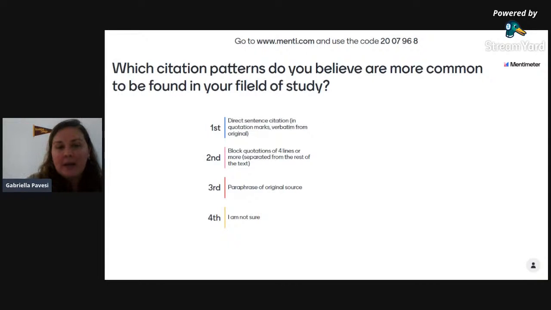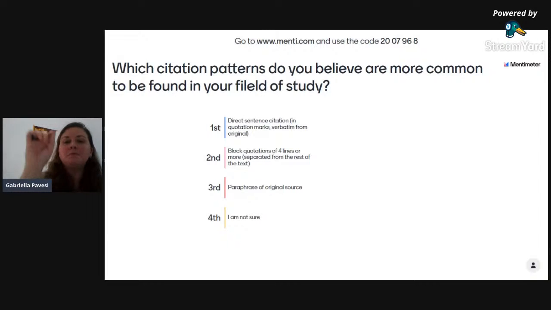And just to clarify here, the options that I gave you were direct sentence citation, verbatim, word by word, quotation marks; shorter; block quotations, four lines or more, depending on the citation style, could be 40 words, but it's the big ones that we have to remove from the text, make the letters a little smaller, no quotation marks, right? This is a different citation pattern. Paraphrasing of original sources, or perhaps you are not sure, and that's okay too. That's data, right? This is also data for us.